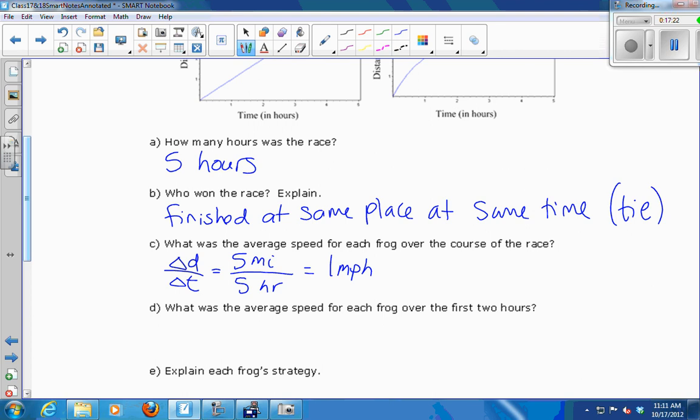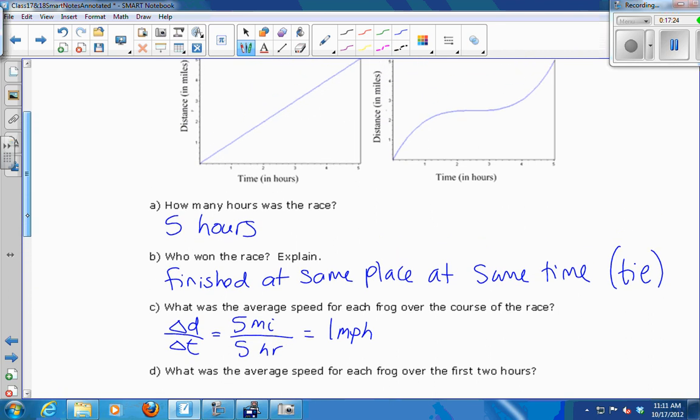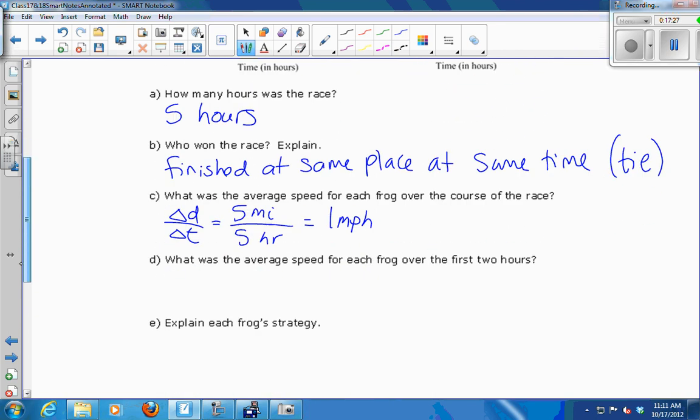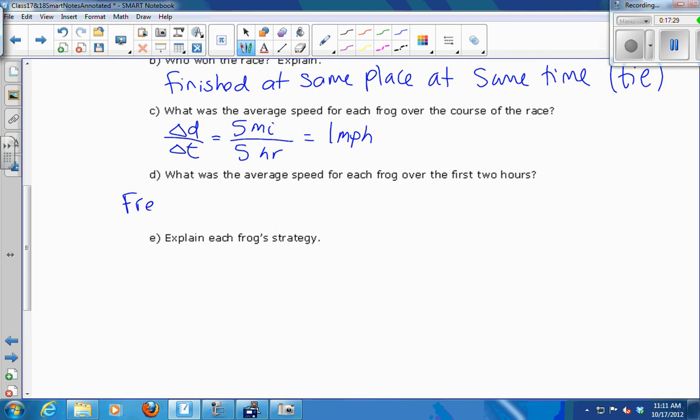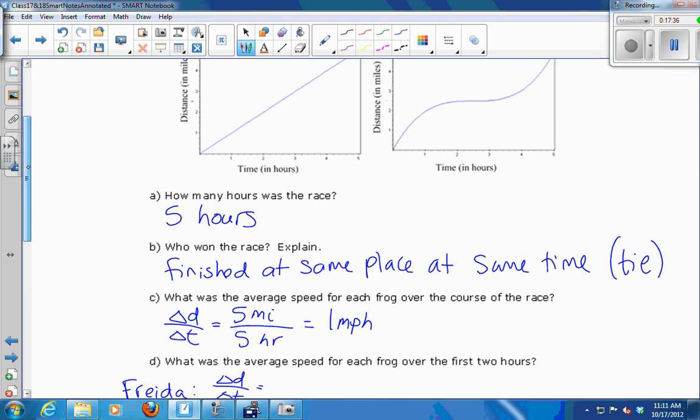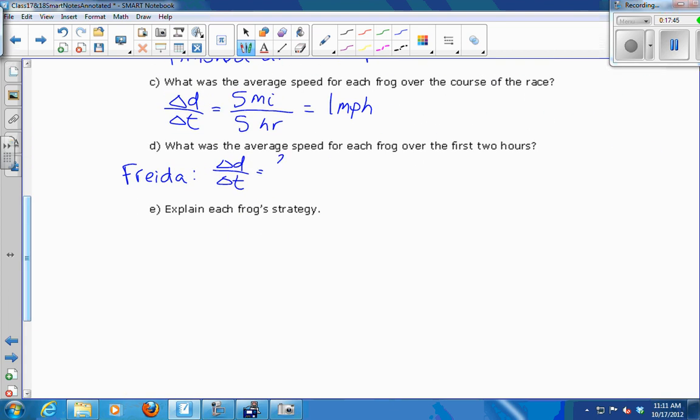But let's look at the average speed for each frog over the first 2 hours. So let's see, Frida, do change in distance over change in time. So over 2 hours, Frida, how far did Frida travel? 2 miles, yep. So Frida went 2 miles in 2 hours. So she was going 1 mile per hour on average for the first 2 hours.